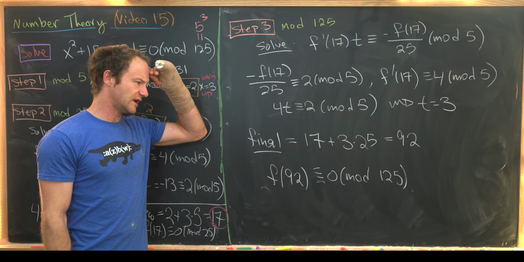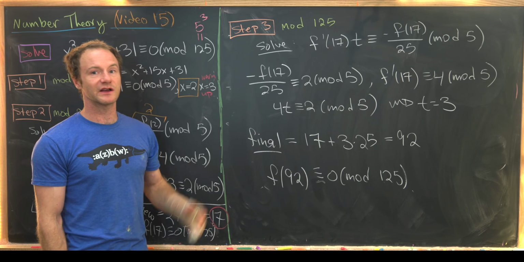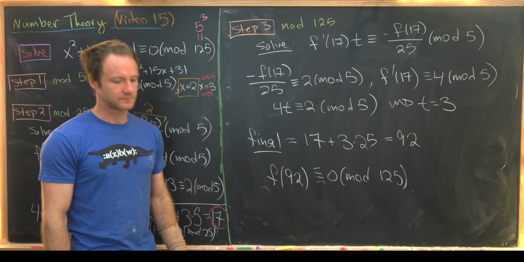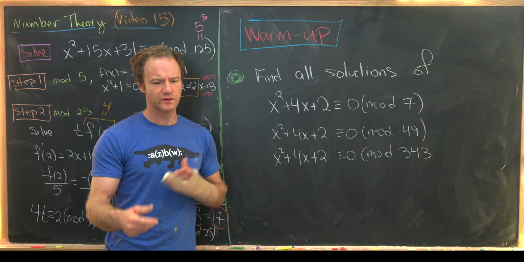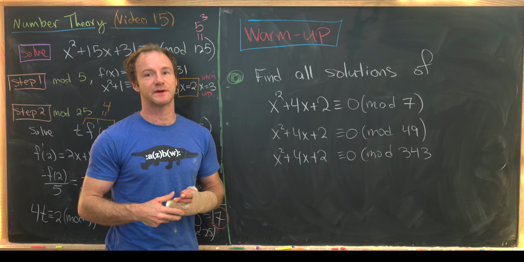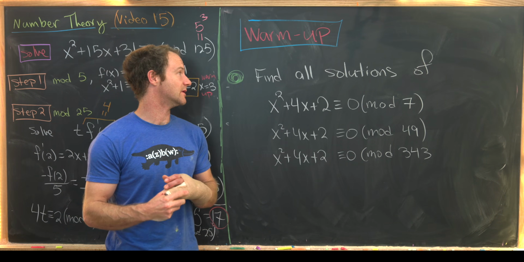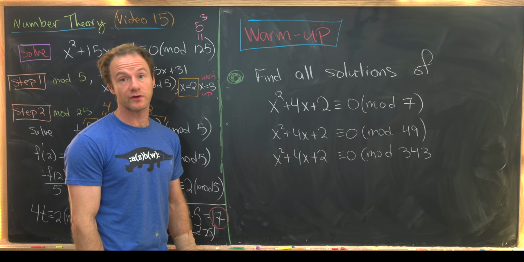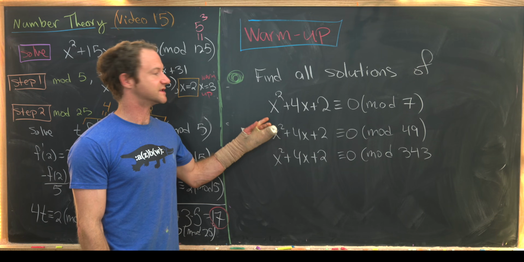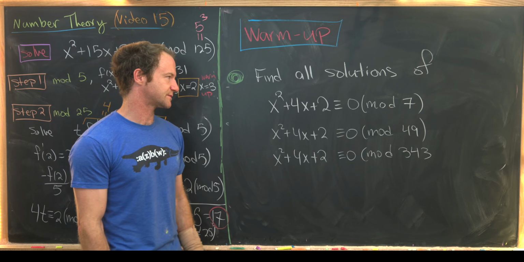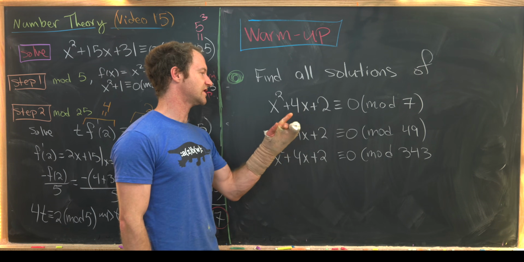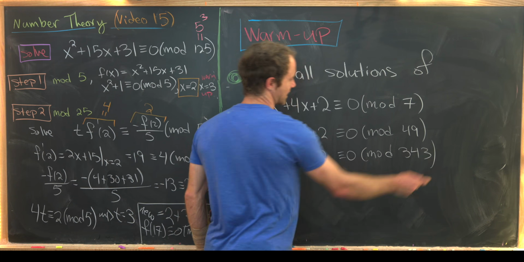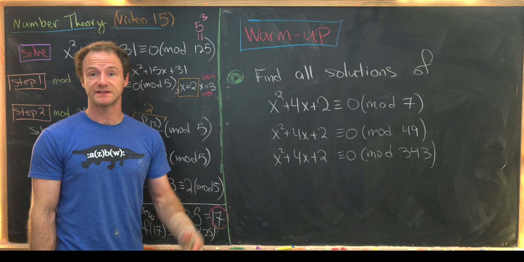Okay, so before we finish this off, maybe I'll give you some warm-up problems based on the stuff that we've talked about. Our warm-up really involves the technical aspects of applying Hensel's Lemma. So our goal is to find all solutions to the three polynomial congruences. We've got x squared plus 4x plus 2 is congruent to 0 mod 7, 0 mod 49, and 0 mod 343. Okay, that's a good place to stop.